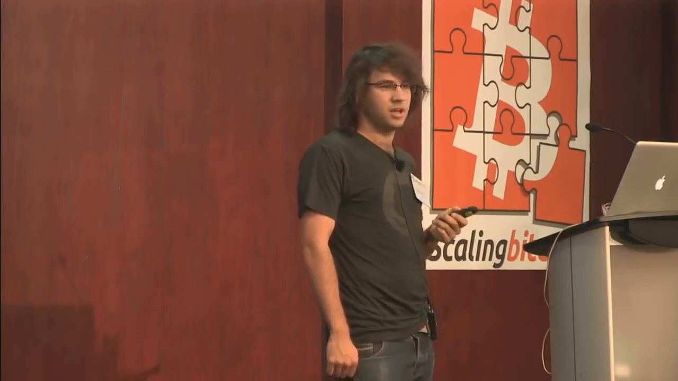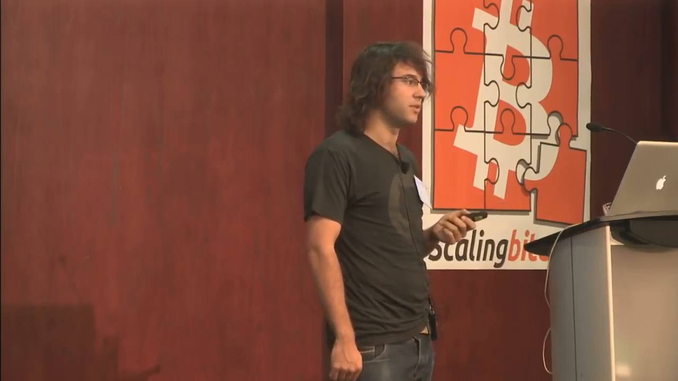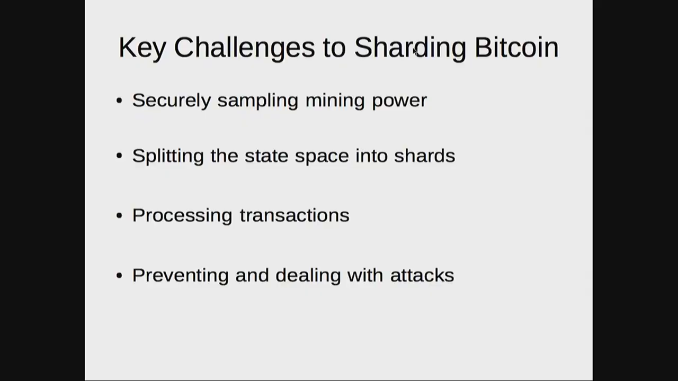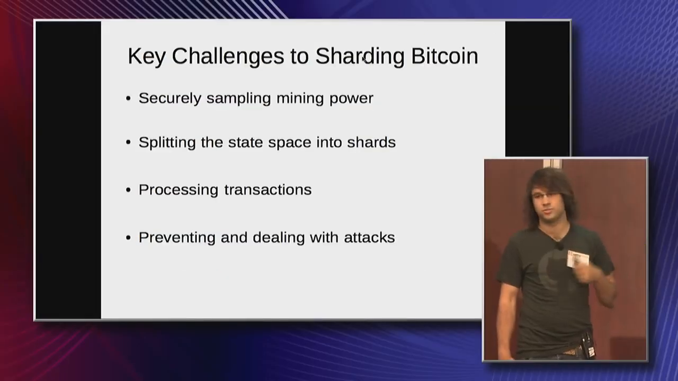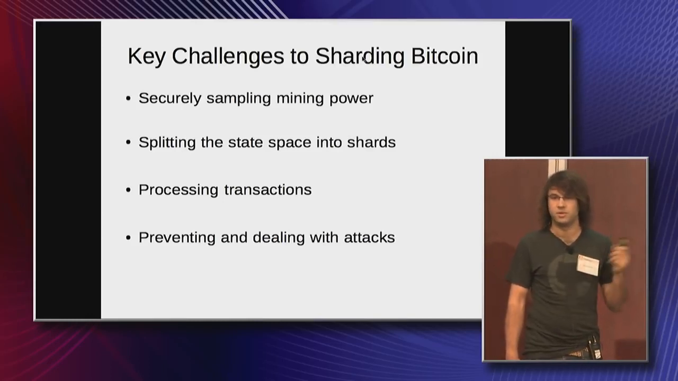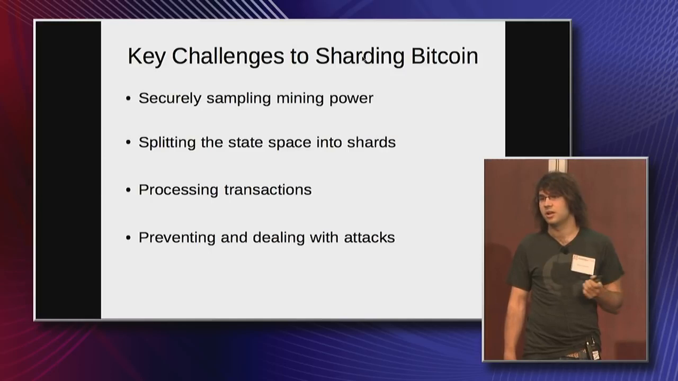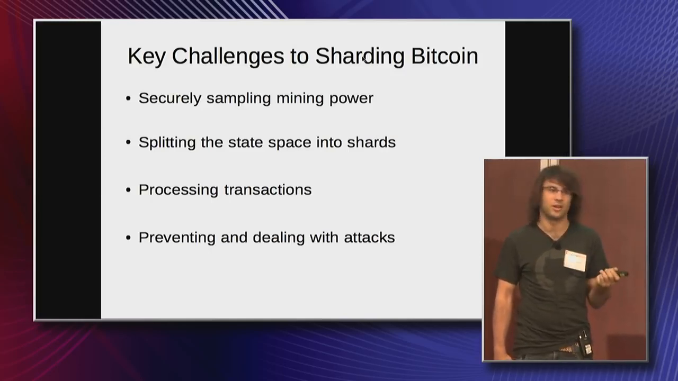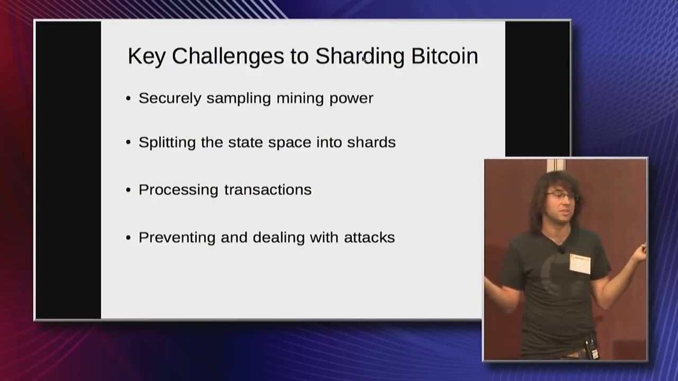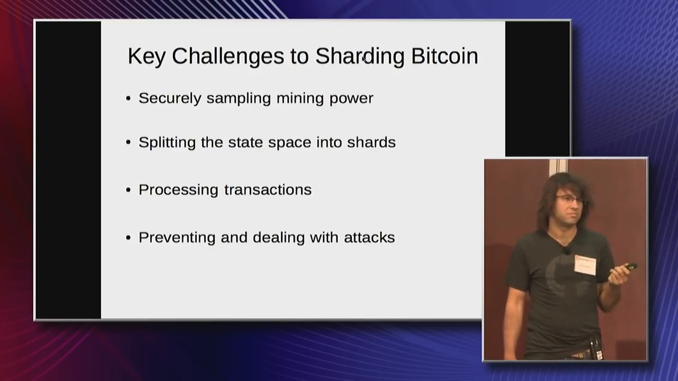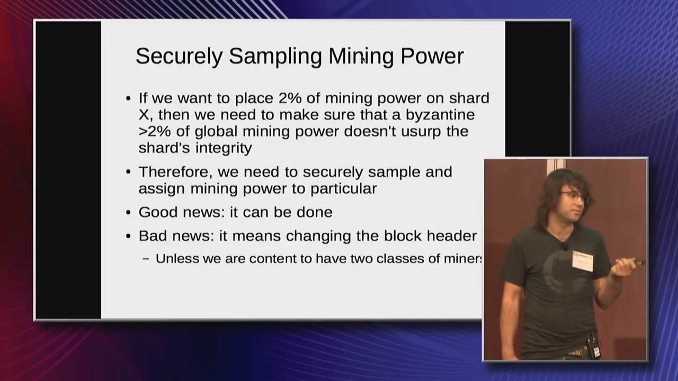So there are basically challenges to sharding the blockchain. One of them is that we need to assign miners to shards so that miners from one shard don't migrate to the other in order to produce invalid blocks over there. To do that, we need to sample the mining power, and that presents a challenge. We need to split the state space into shards. We need to process transactions within and between shards. And then we need to deal with all the different attack vectors that exist in this type of solution where not everyone is checking everything. There might be something amiss if a block is in a shard but it's produced by a majority of Byzantine nodes. So the first thing we need to do is, again, sample the mining power.